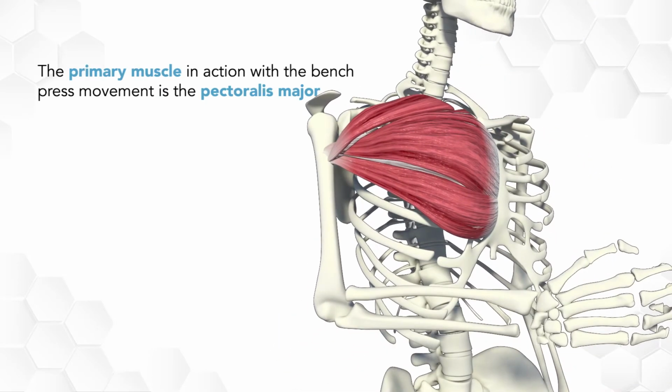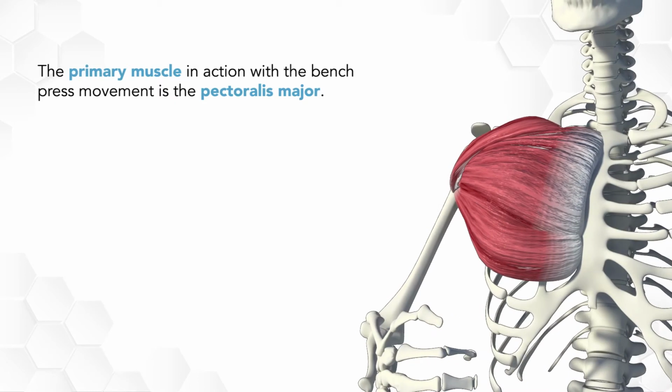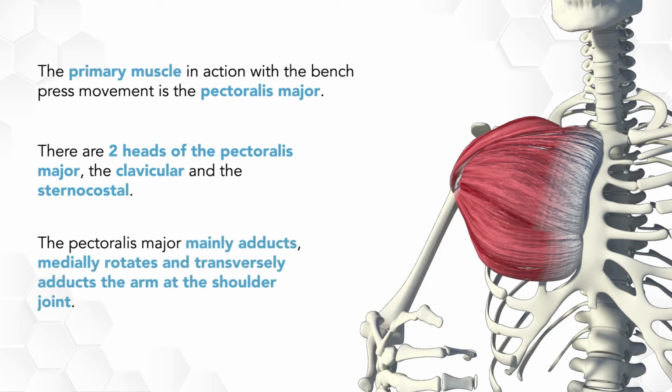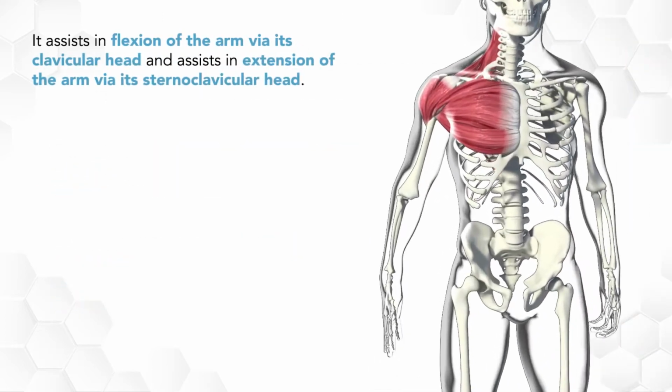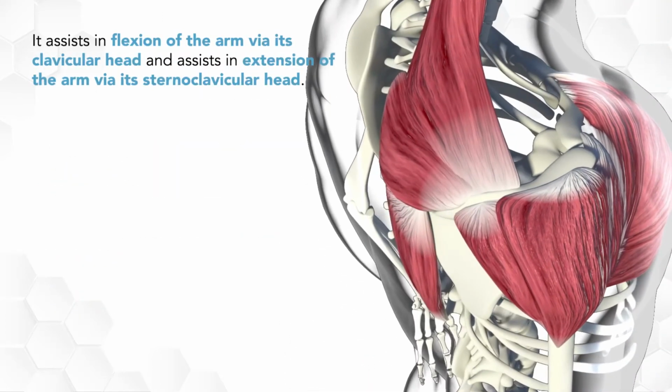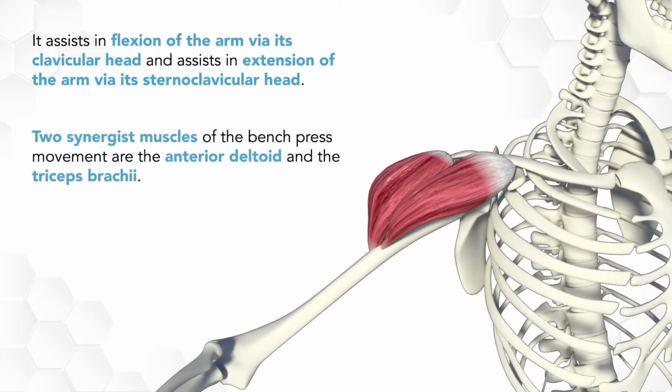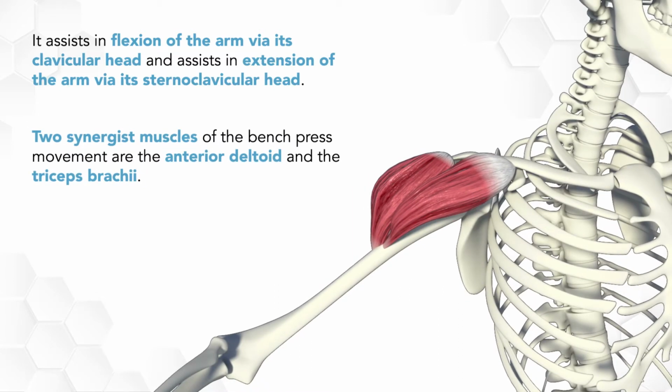The pectoralis major is the largest and most superior muscle of the anterior chest wall. It is a thick, fan-shaped muscle that lies underneath the breast tissue. There are two heads of the pectoralis major, the clavicular and the sternocostal. The pectoralis major mainly adducts, medially rotates, and transversely adducts the arm at the shoulder joint. It assists in flexion of the arm via its clavicular head and assists in extension of the arm via its sternocostal head.